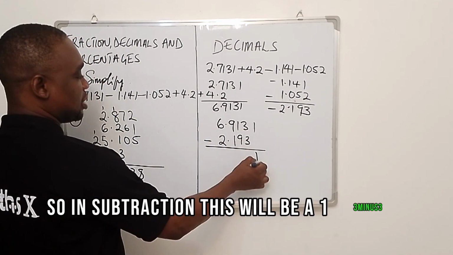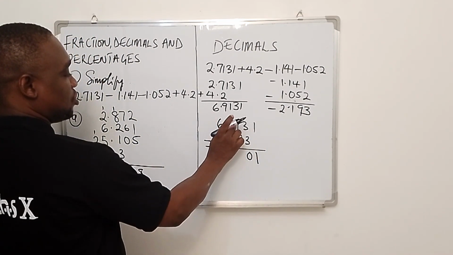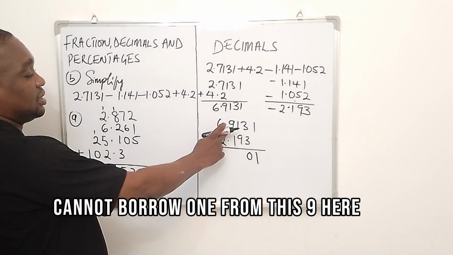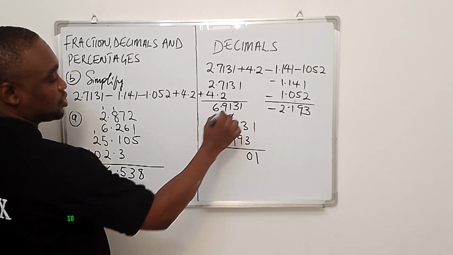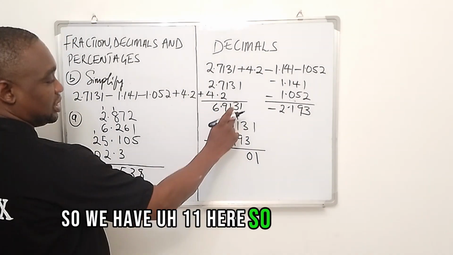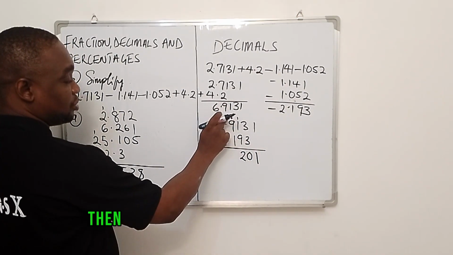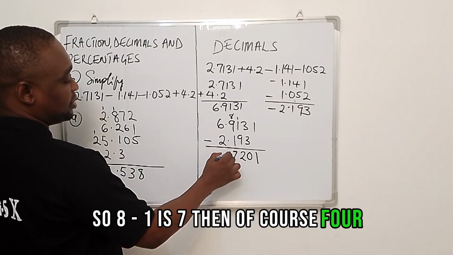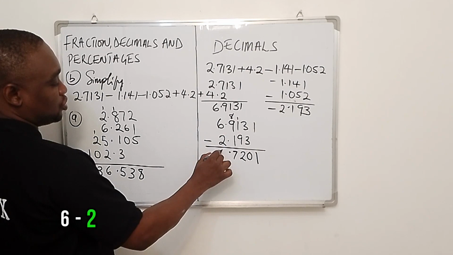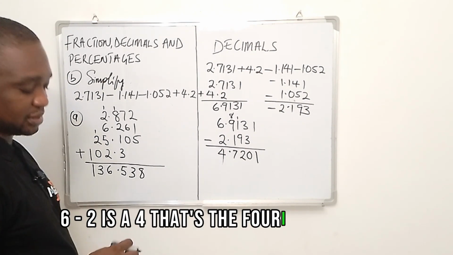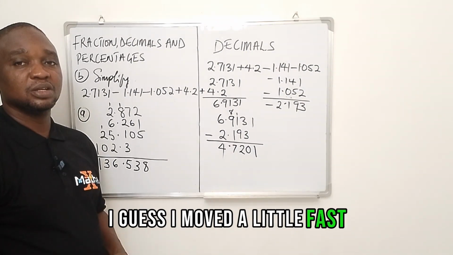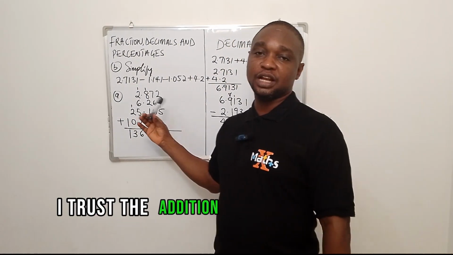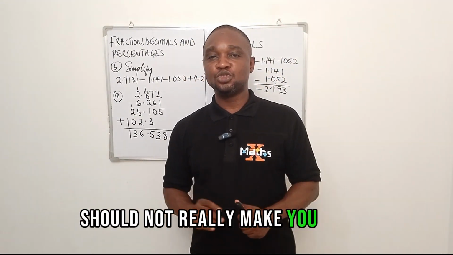So in subtraction, this will be a 1. 3 minus 3 is a 0. 1 minus 9 cannot, so borrow 1 from this 9 here. And we have 8. So we have 11 here. So 11 minus 9 is a 2. Then we had 8 remaining here. So 8 minus 1 is 7. Then, of course, there's a point here. 6 minus 2 is a 4. That's the 4 I said earlier. I guess I moved a little fast. So, my dear students and viewers, I trust the addition and subtraction of decimals should not really make you sweat.